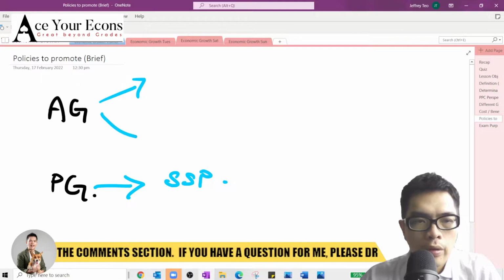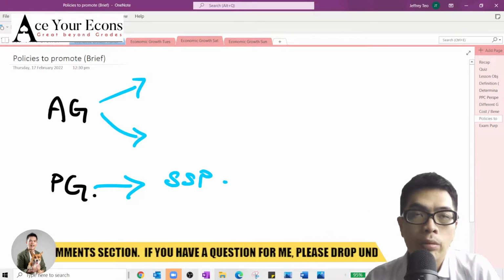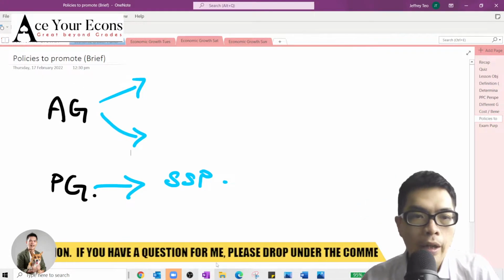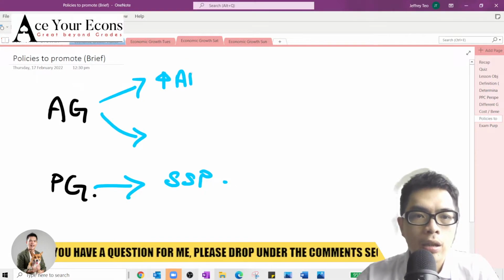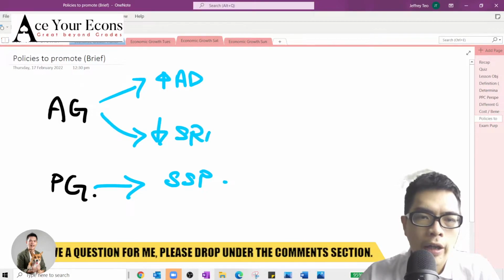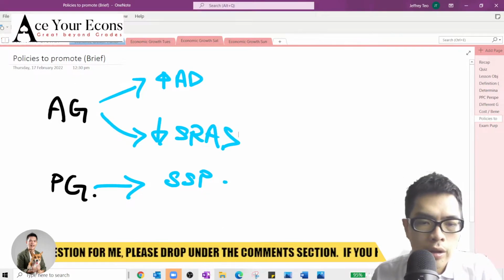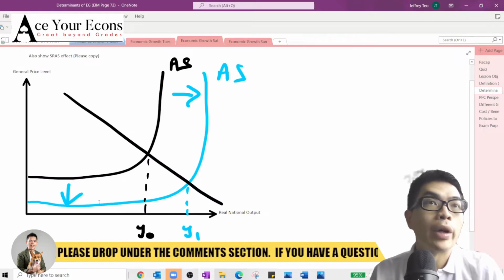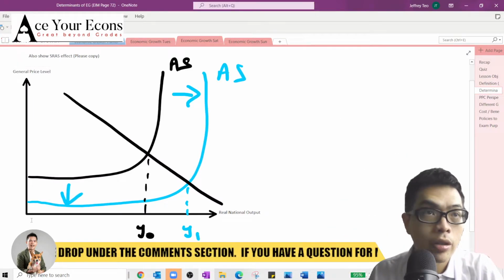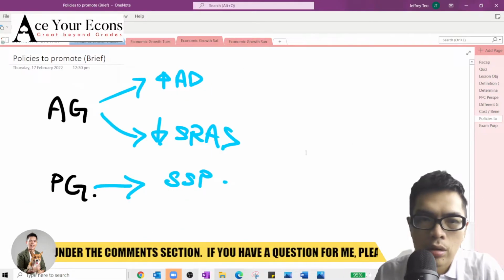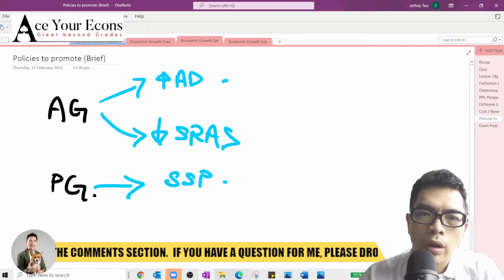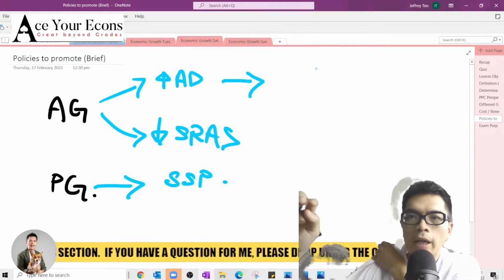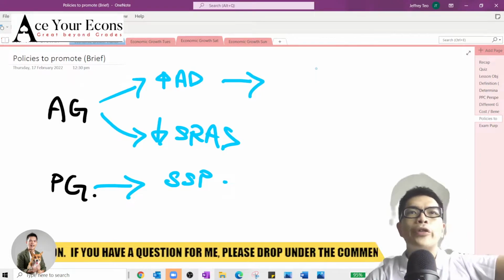For actual growth, remember, we need to look at which component of actual growth we want to illustrate. Remember that actual growth can be promoted by higher AD, or a downward shift in your SRAS, right? Where is my diagram? Here. I rubbed away the earlier part. It's a downward shift in your SRAS. Do you still remember the diagram? So for actual growth, for policies to promote AD, what kind of policies do we need? I believe I covered this briefly. Do you still remember?